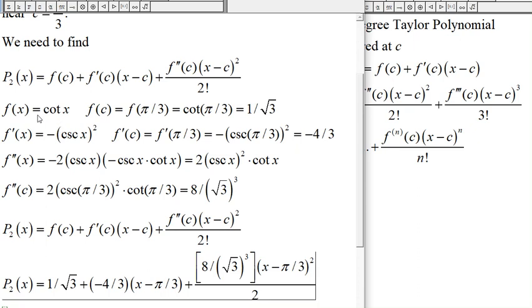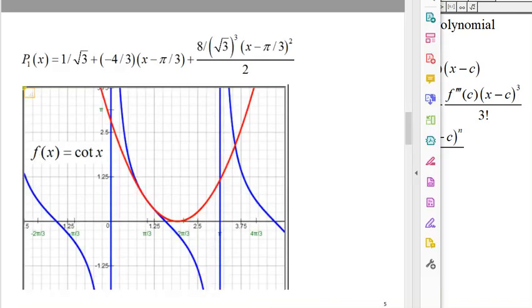And so now let's look at the graphs of the function f of x equal to cotangent of x, and the graph of the second degree polynomial. And then we will see that they are very similar, that they will overlap for values around pi over 3. So this is the graph of cotangent of x and the second degree polynomial. That should be a 2 right here, because this is not a first degree polynomial, but it should be a second degree polynomial.